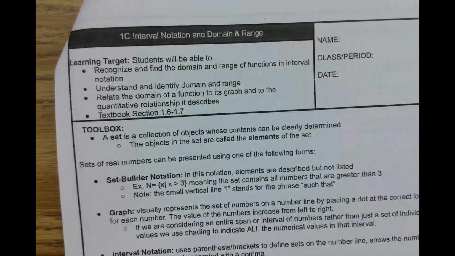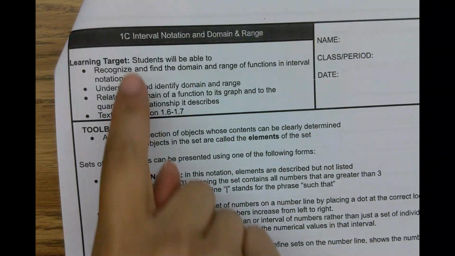Hi guys, so we're officially at 1C. It's our last learning target for Unit 1, and we are talking about interval notation, and next time we'll talk about domain and range. Okay, so again, your learning target is up here.